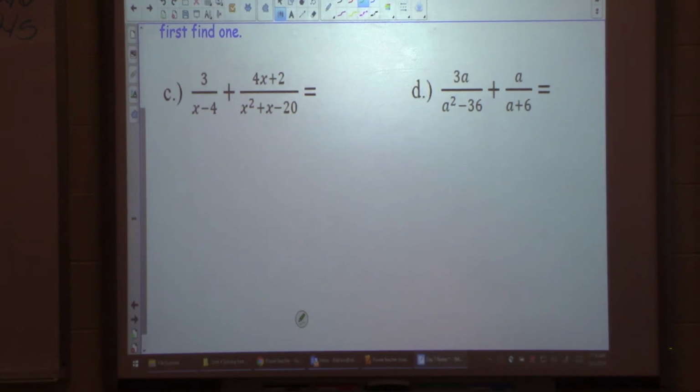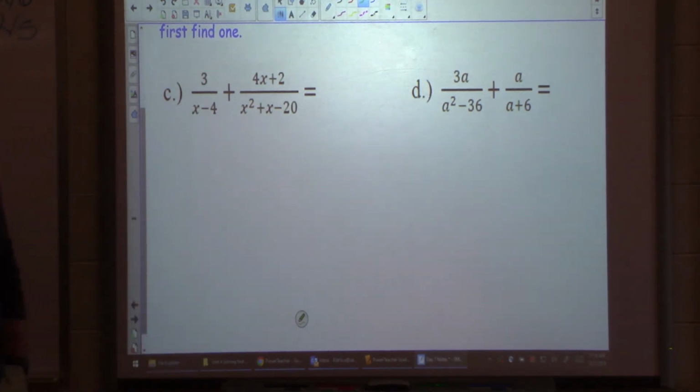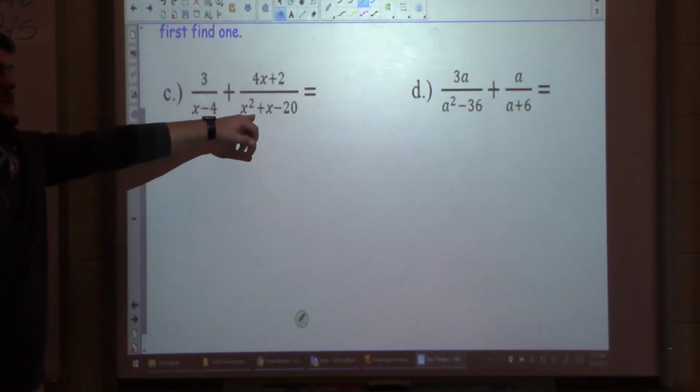Alright, guys, should I just multiply those two denominators together? Probably not. So, let's think about it for a second. What do you think I could do to one of those denominators? What could I do? It starts with an F. Factor. Which one can I factor? The first or the second? The second one.